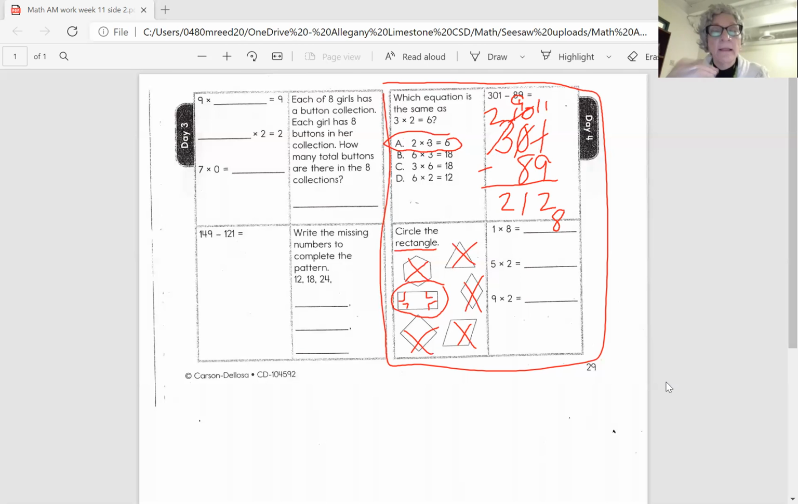5 times 2. I like to think doubles, so I'm just going to say 5 plus 5 is 10. And there's my answer. 9 times 2, same thing again. I like to think doubles. I'm going to say 9 plus 9 is 18.